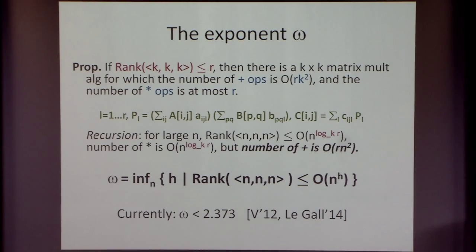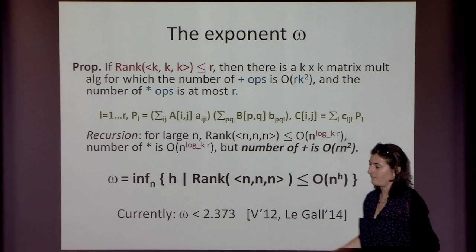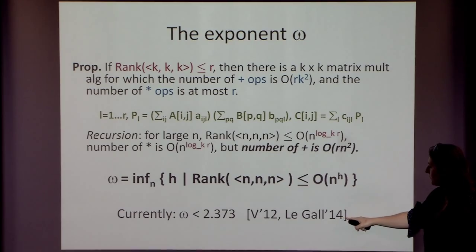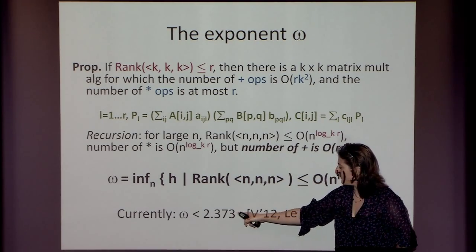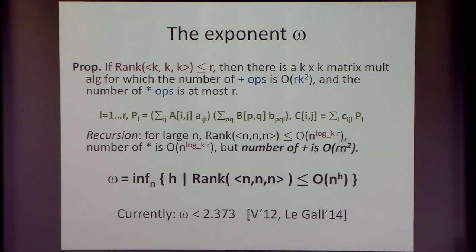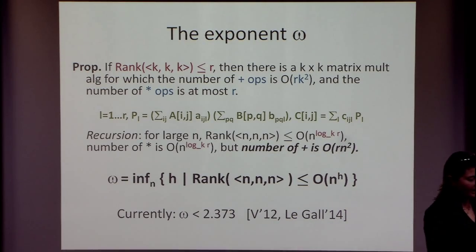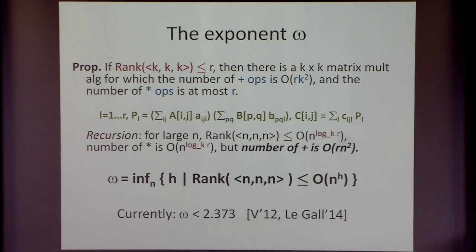Okay, so what do we know about omega? We know it's at least 2, and we know now that it's less than 2.373, which was a sequence of works, and the current best has 2 more decimal points here, which I'll give later. Francois will give a talk later in this workshop about this. The point of the rest of the talk is to give you at least some intuition about how we approach getting these upper bounds, what approach we take, and what hurdles we have to overcome.